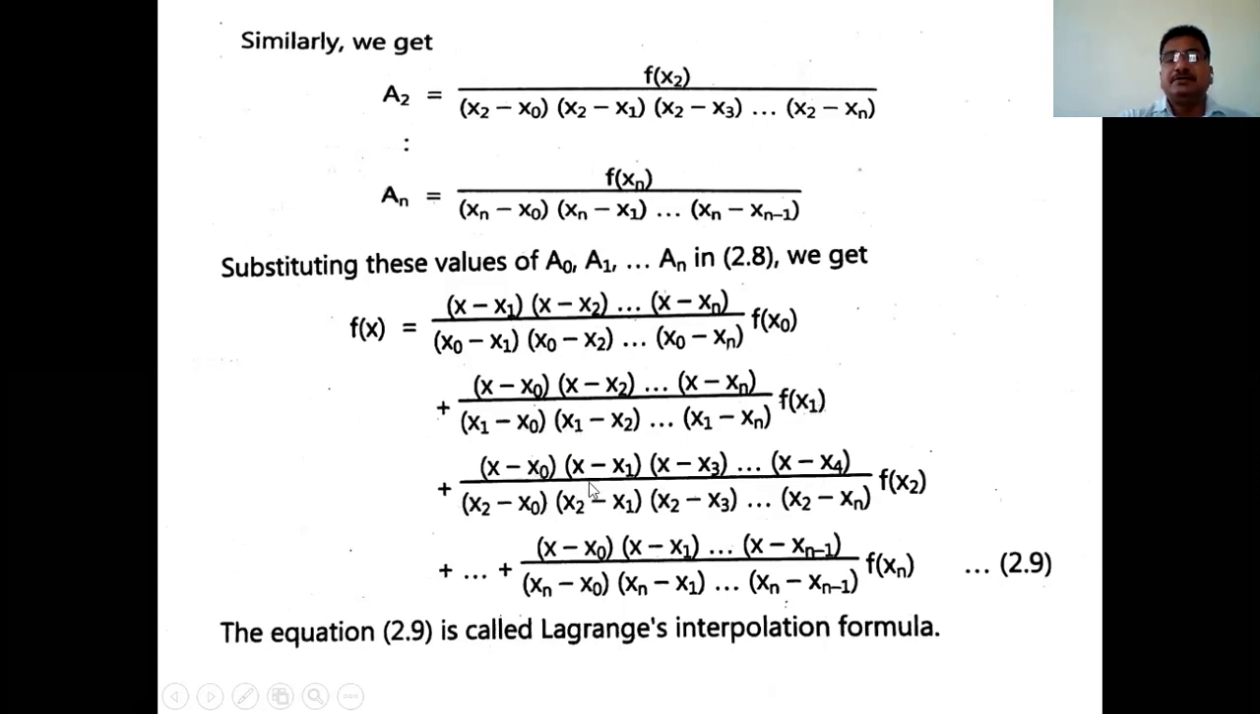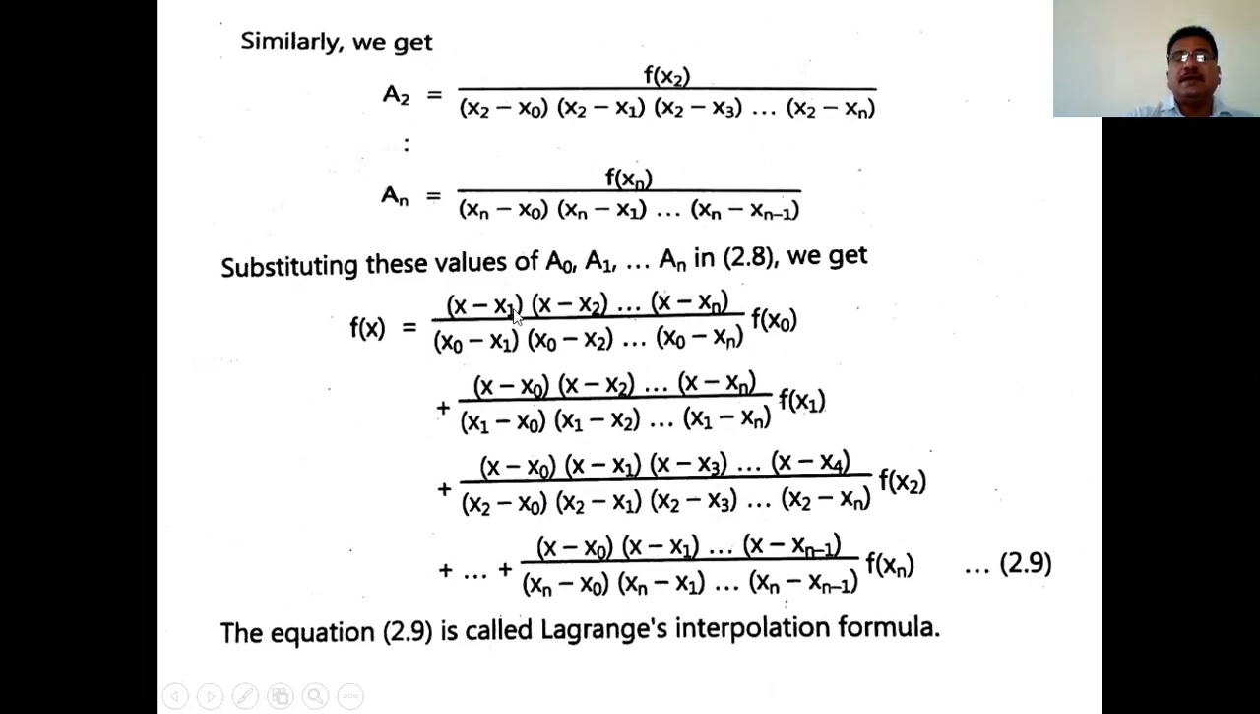Similarly, substituting the value of a2 we have this, and substituting the value of an we have this. So this is the Lagrange's interpolation formula. So what is the coefficient? What is the first term?